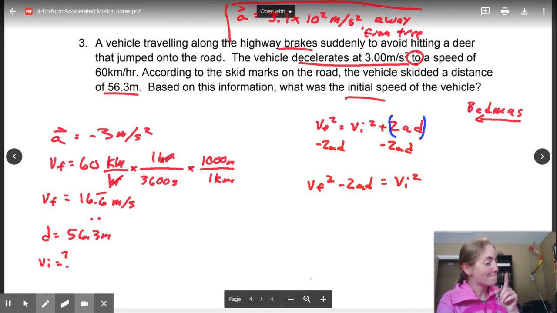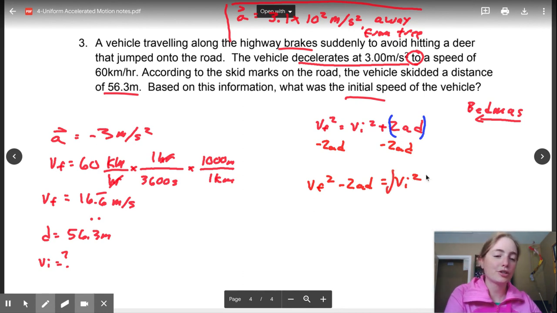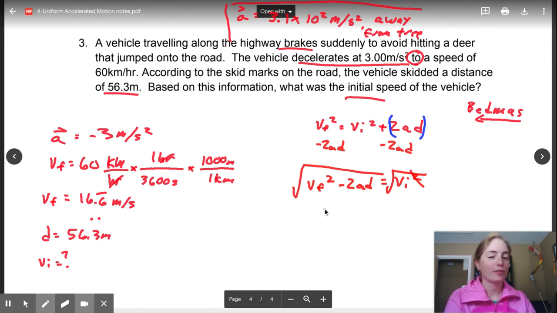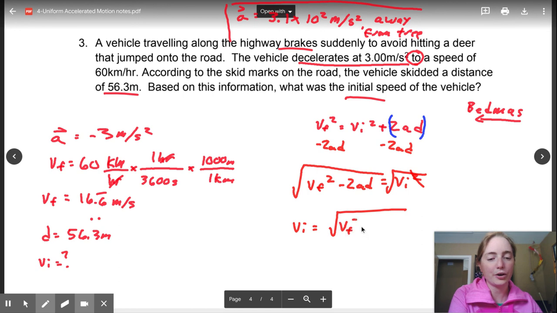Square root. This is squared, so you have to square root this to get rid of that squared, and then square root the whole lot of this. But wait, you ask, does this square root cancel out this squared? No, it doesn't, because of the subtraction. All right, so our VI is going to equal the square root of VF squared minus 2AD.